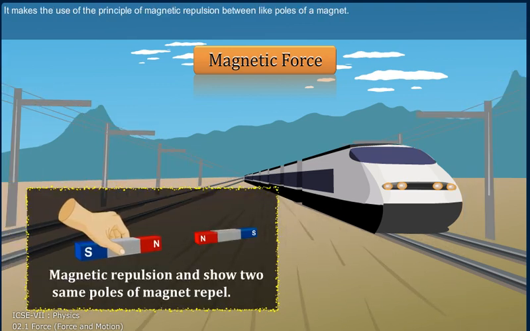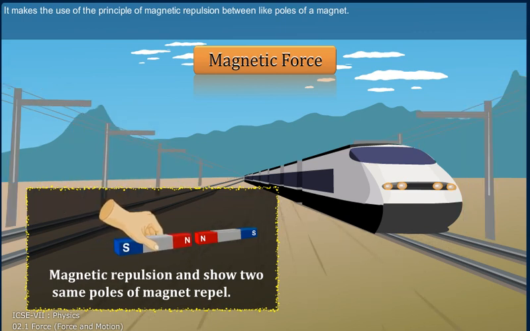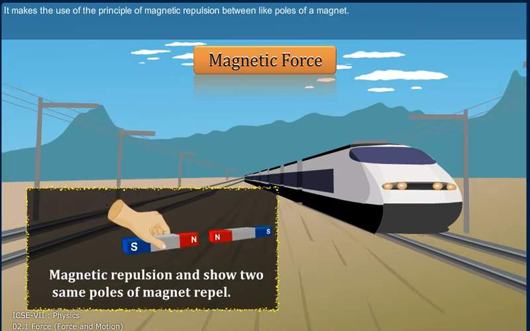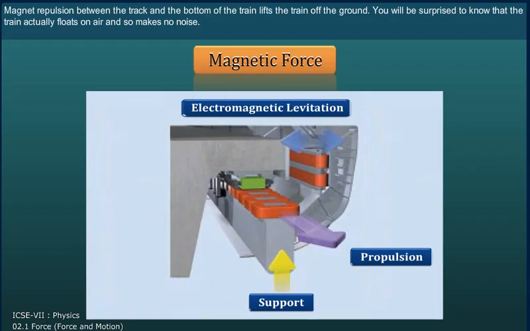It makes use of the principle of magnetic repulsion between like poles of a magnet. Magnetic repulsion between the track and the bottom of the train lifts the train off the ground. You will be surprised to know that the train actually floats on air and so makes no noise.